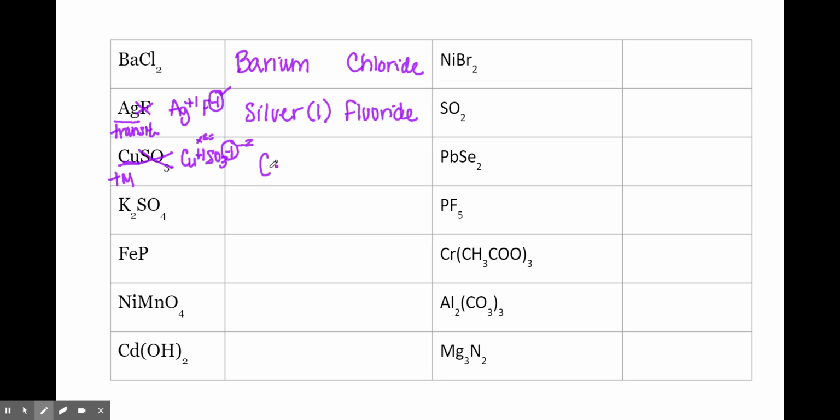So we have to multiply our first one by 2. So we have copper with a charge of +2, and then sulfate. I'm wrong. Sulfite. Okay.